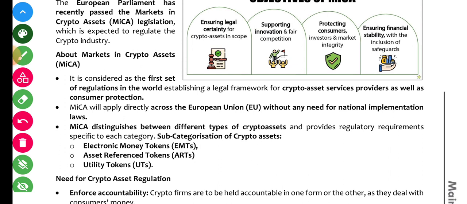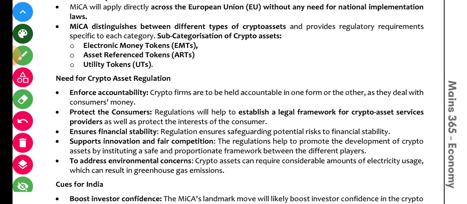Markets in Crypto-Assets distinguishes between different types of crypto assets like electronic money tokens, asset-referenced tokens and utility tokens. So keep this in mind. The need for this crypto asset regulation: accountability over other countries, protecting consumers, ensuring financial stability, supporting innovation and fair competition, and addressing environmental concerns.